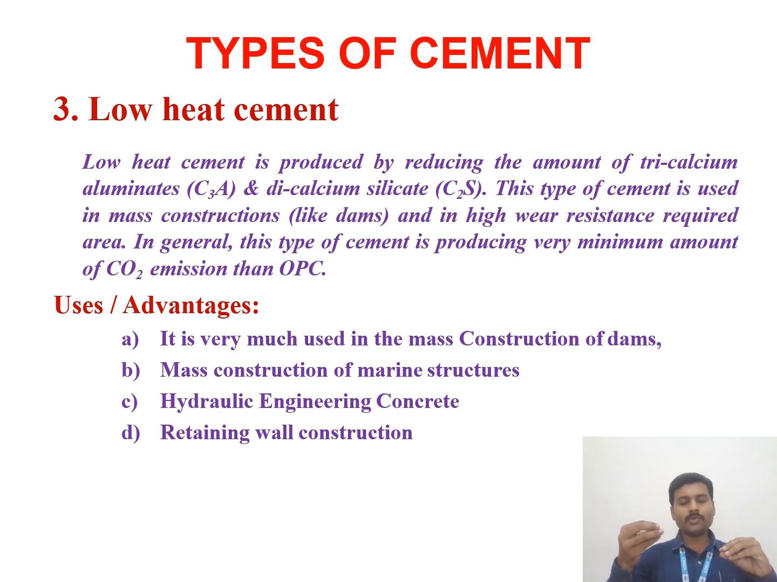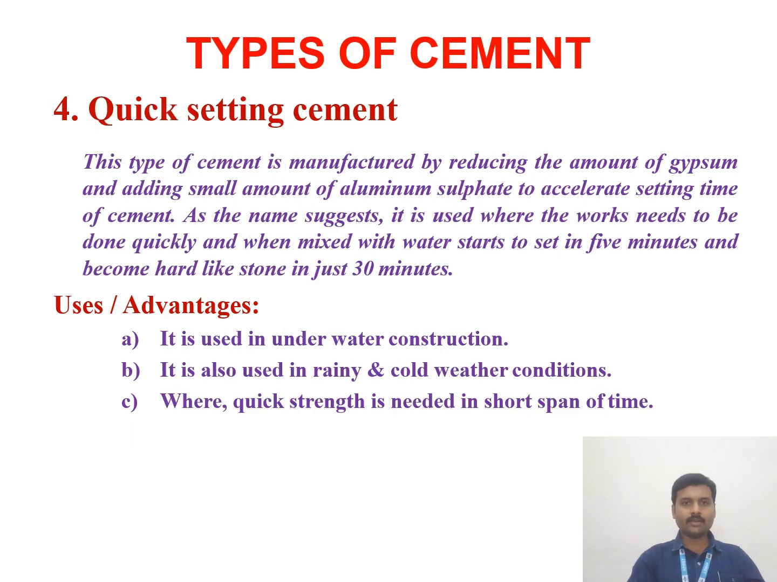In that situation, when we use ordinary Portland cement, upon hydration an enormous amount of heat will be generated. In those areas, when we go with low heat cement, the heat generation will be lesser, so that there will be no harm to the people who are working there. It can be used in mass construction of dams, marine structures, hydraulic concrete structures, retaining wall construction, etc.